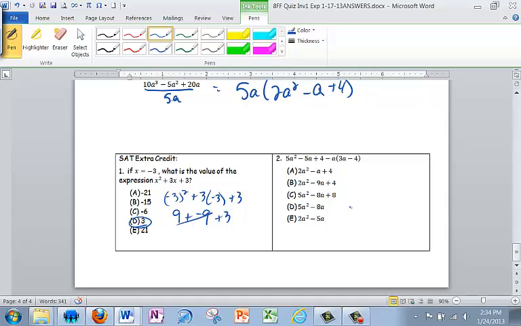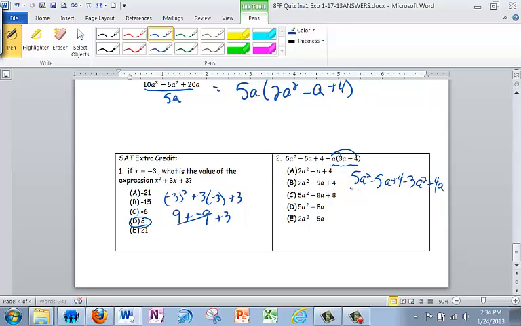Number 2, we have not really done a lot of this, but I thought maybe you could do it. This is a distribution problem. You have to distribute this and then combine like terms. So the 5a squared minus 5a plus 4 hangs out. Then distribute this. What is a times 3a? And you know how to do that. You just haven't done a lot of it. A times 3a is minus 3a squared. A times 4, actually it's negative times negative, so it's plus 4a.